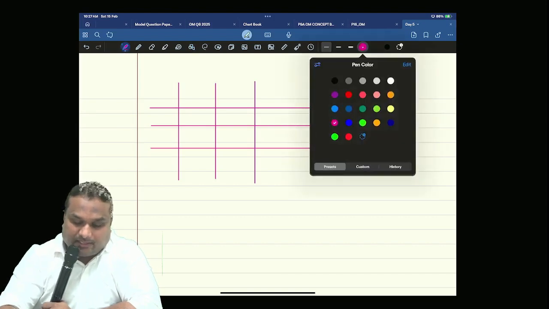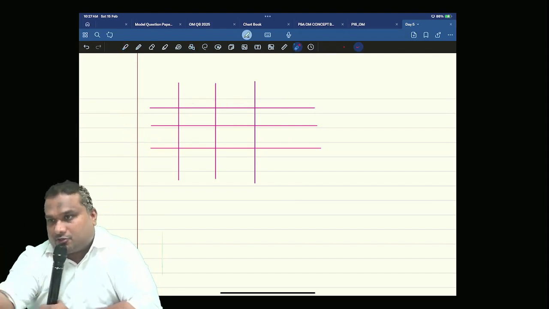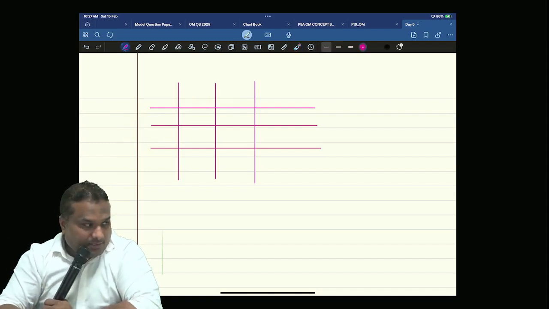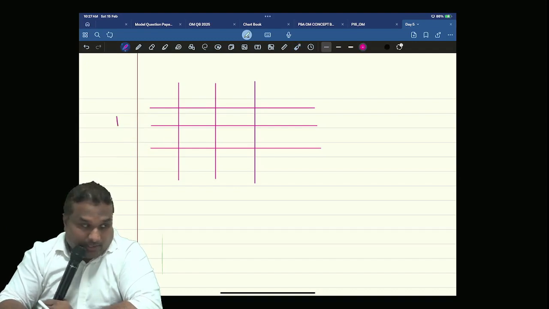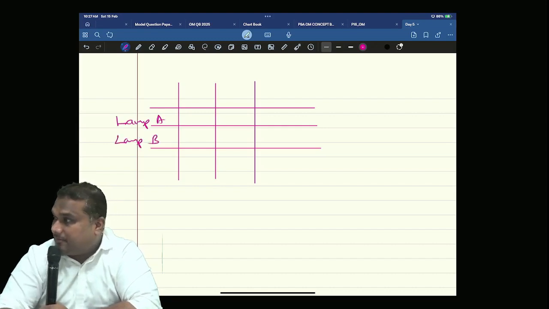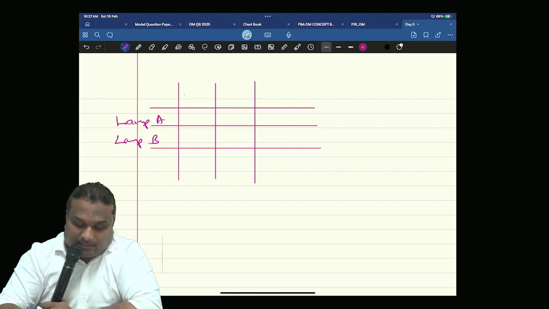Should I write Lamp A, Lamp B this side or here? Any side you can write. Your choice. You want the left side, correct? Lamp A in the left side, Lamp B in the right side. Deal or no deal? Now, the other thing: one is the cutter, the second one is the finisher.